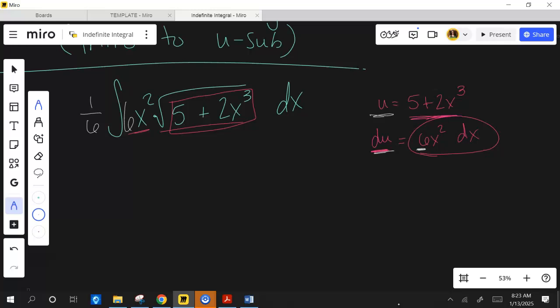Now, let's rewrite this integral using u's. Watch what I have. 1 over 6 times the integral of the square root of u, du. Do you agree? Because I could rearrange this: square root of 5 plus 2x cubed. Look at what du equals.